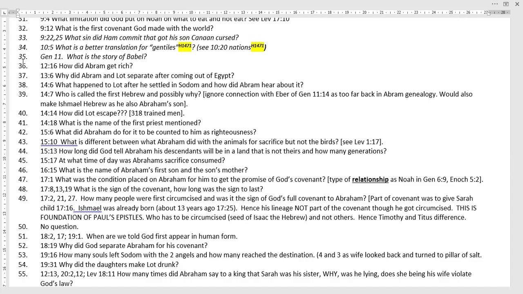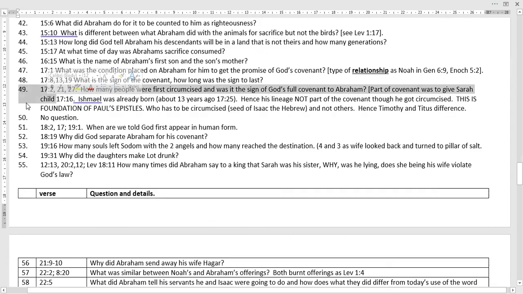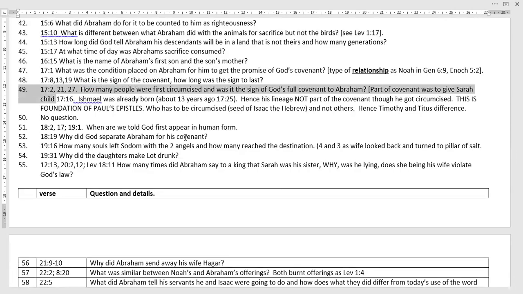Question 49. How many people were first circumcised, and was it the sign of God's full covenant to Abraham? Read chapter 17, verse 2. How many people are circumcised? Well, it is Abraham, Ishmael, and his 318 servants, is the answer to the first part of the question. And was it the sign of God's full covenant?